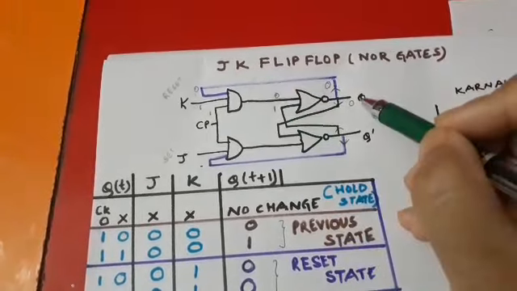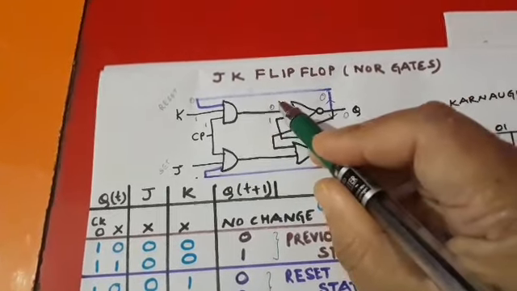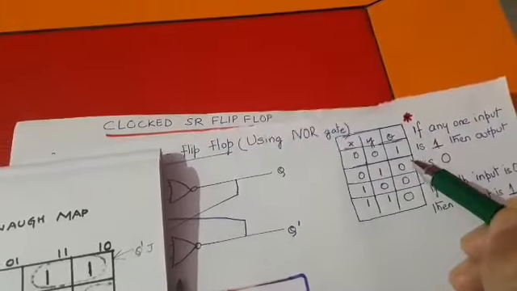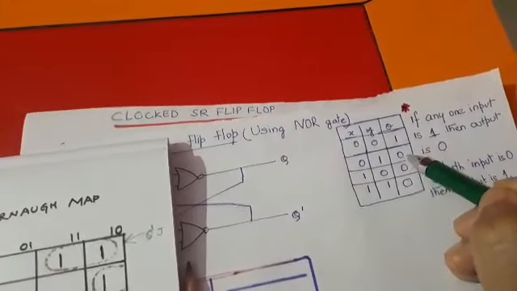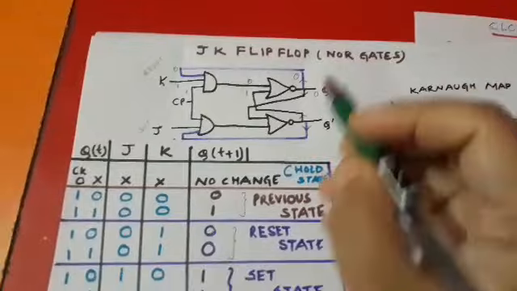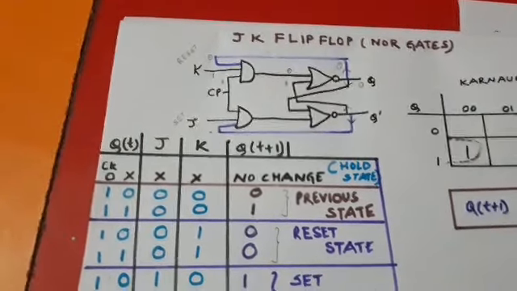So here we are assuming Q to be 0. So obviously Q complement will be 1. So this time here it is 0 and 1. And we all know very well that in a NOR gate, if we have 0 and 1, what is the output? It is equal to 0. So hence we are getting our Qt plus 1 is equal to 0. So I am writing here equal to 0.